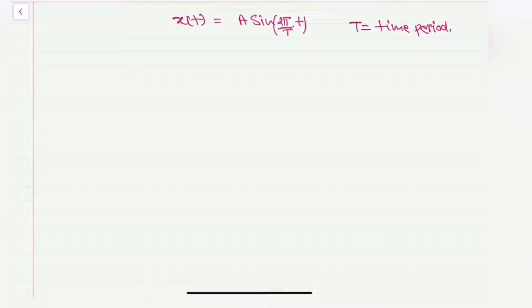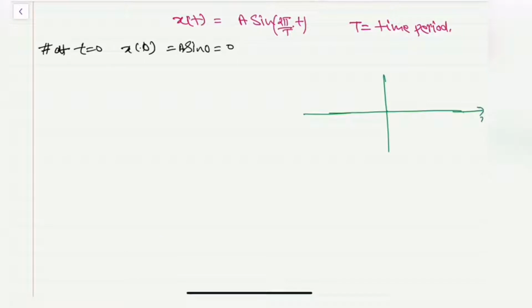So this is the equation of the displacement, x = A sin(2πt/T). Now we look at the motion of the particle at t = 0. At t = 0, the displacement is x = A sin 0, and it becomes 0. That is, if we consider the particle performing SHM, and suppose this is the x-axis, and this is x = 0, so at t = 0, the particle is over here.